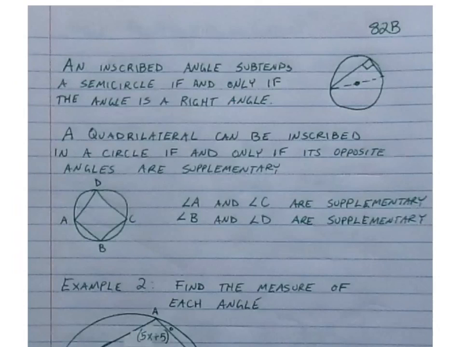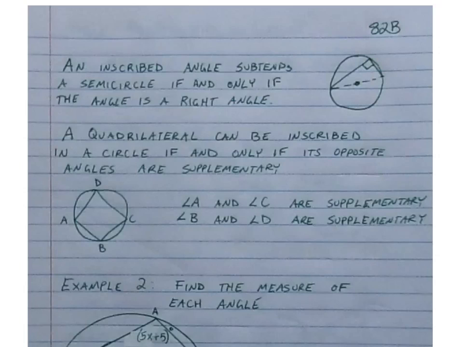This observation allows us to make the following statement. An inscribed angle subtends a semicircle if and only if the angle is a right angle. So if this angle is a right angle, it's going to subtend a semicircle, which makes sense. A circle is 360 degrees. A semicircle would be 180 degrees. So the inscribed angle that captures 180 degrees would be a 90-degree angle.